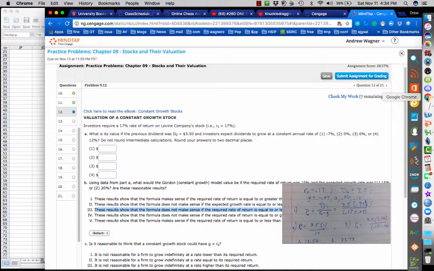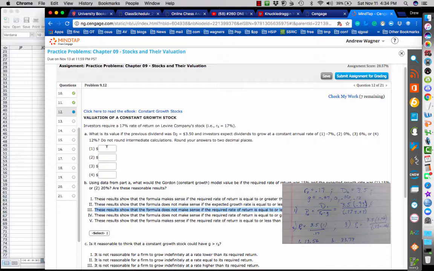Okay, here we have number 12. Required rate of return is 17%. The stock has a dividend of $3.50 recently paid, and it's going to have growth rates of either, looks like, negative 7%, 0%, 6%, or 12%. Okay, so what is the value?